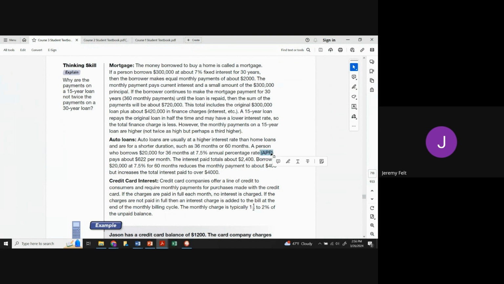APR, you've probably seen that a lot. That's just the annual percentage rate. There's the interest paid, the percentage that you're at, the term, the length of the loan, and different things like that.